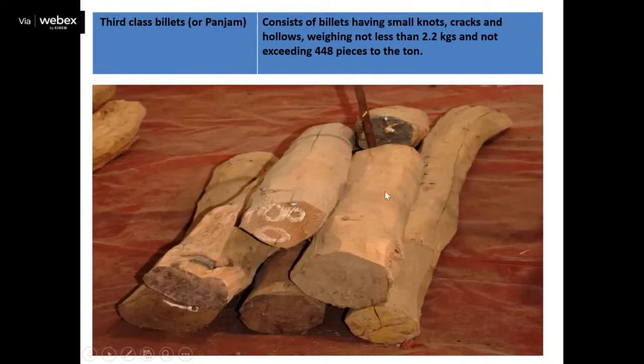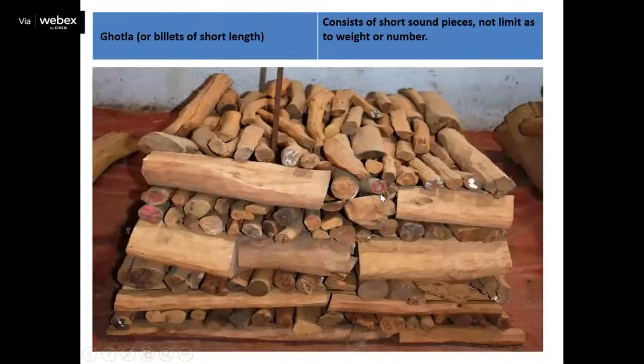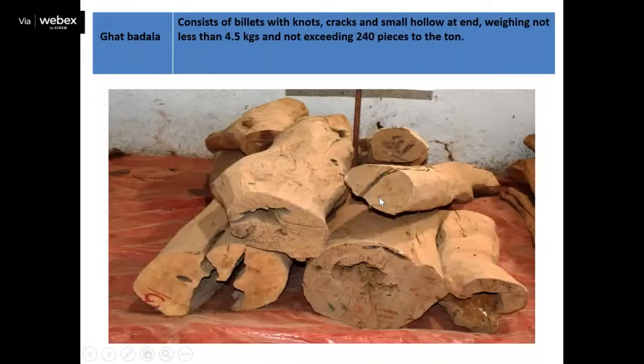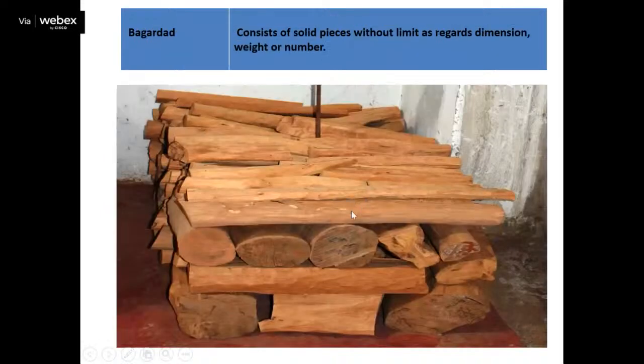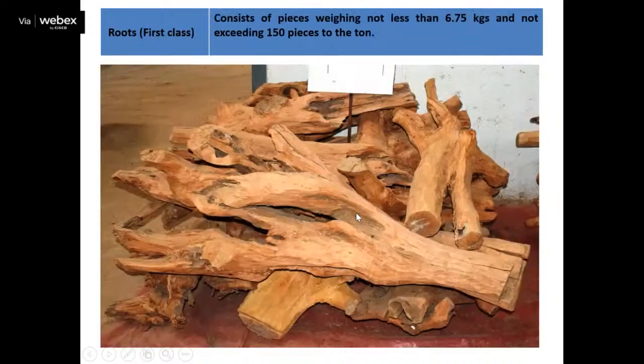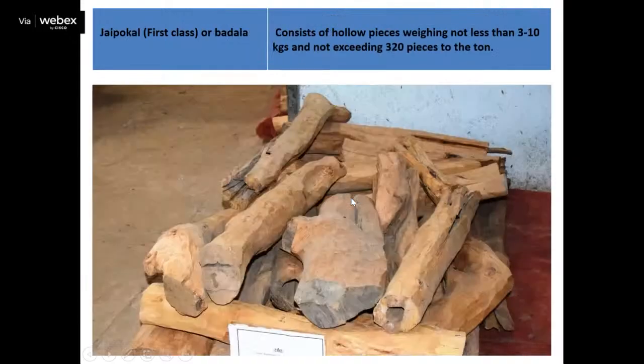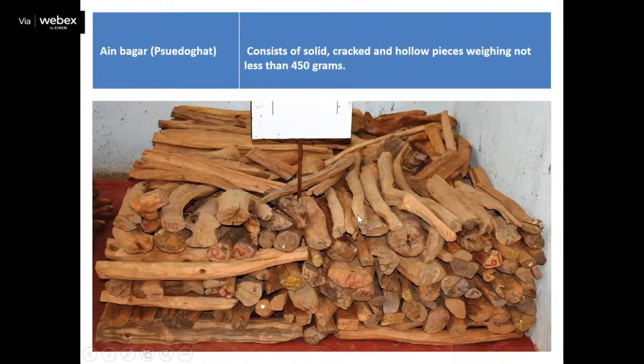And this is the Panjam. And this is the Gotla type of wood. This is the Gatlbadla type of wood. This is the Bagardad. It is also majorly used for carving purpose. And this is the root class. In root, there are 3 types: root first, root second, and root third class.